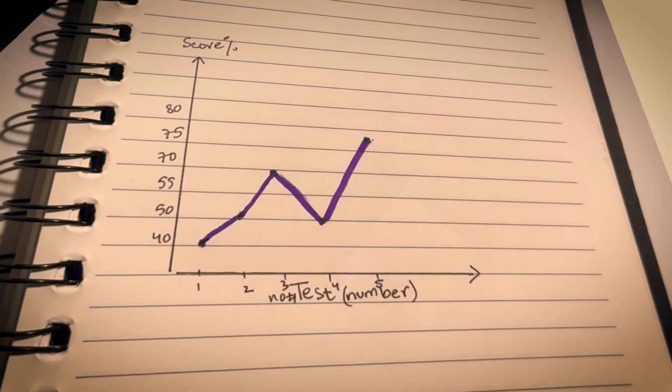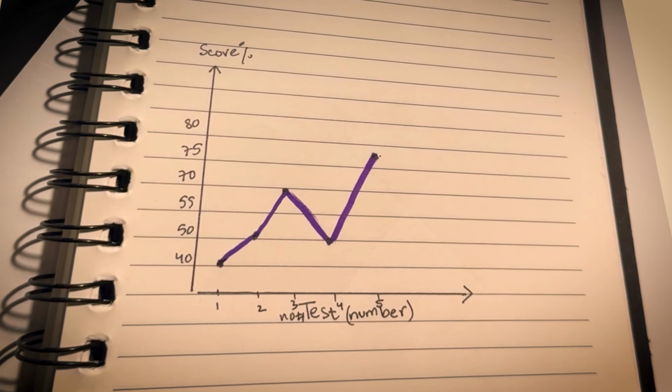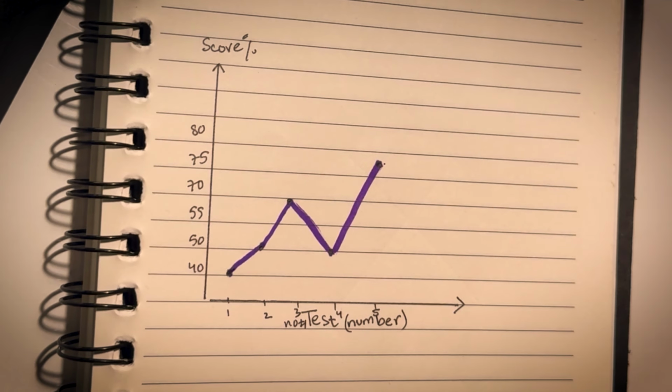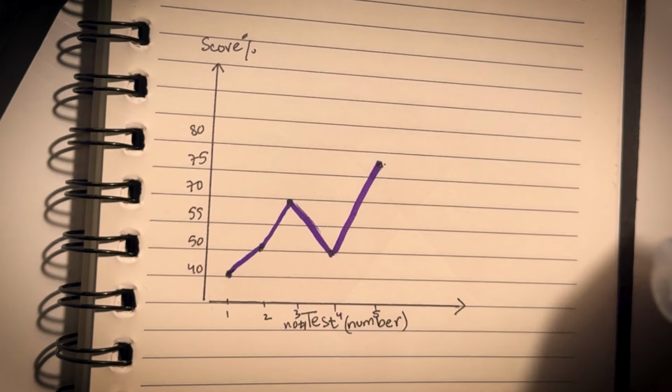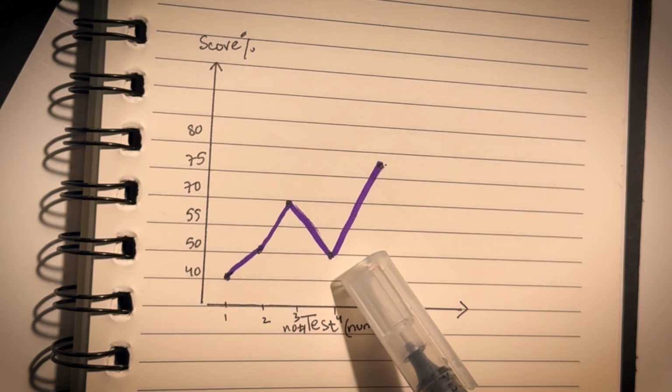If you zoom out and look at the big picture, this line is clearly trending up. It started at 40, ended up at 78. That's nearly double your first score. That's improvement, that's growth. One bad quiz at number 4 doesn't define you, doesn't erase your progress.